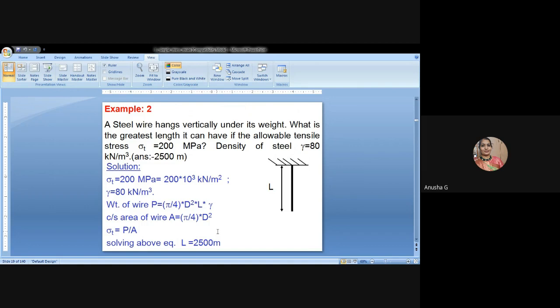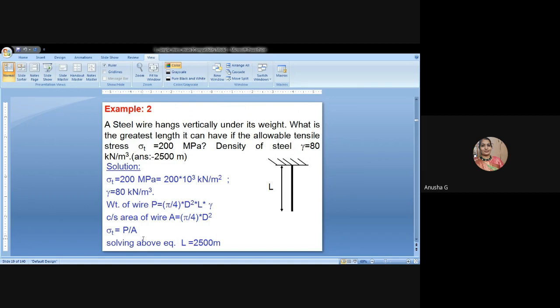The next one is also the same. We have to find the length of the wire. A steel wire hangs vertically under its own weight. What is the greatest length it can have? The allowable tensile stress sigma T is 200 megapascals, and the density of the steel gamma equals 80 kilonewton per meter cube.